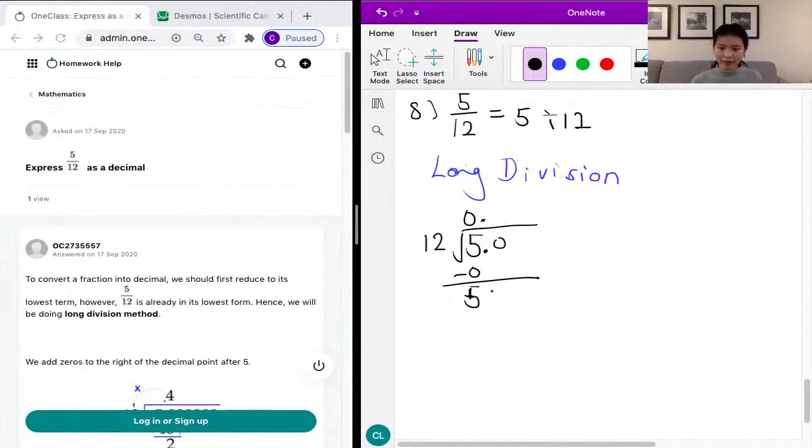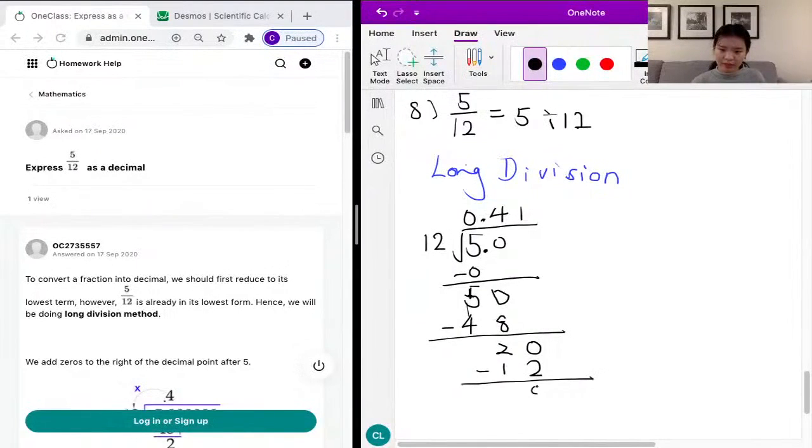So over here we have 5 again, and we just drop the 0 down. And the biggest number we can put here is actually 4. And 12 times 4 will be 48. The remainder of 50 minus 48 will be 2, and we drop the 0 down to make 20. The largest number we can put here is 1. So 1 times 12 equals 12, and 20 minus 12 would just be 8.